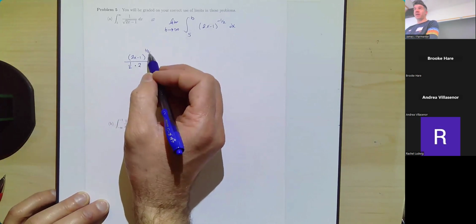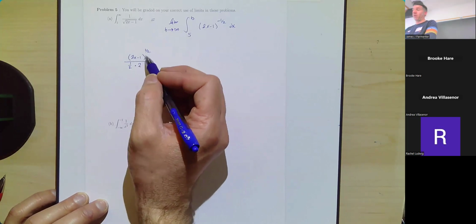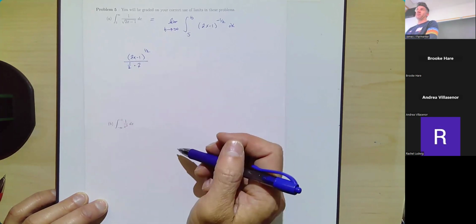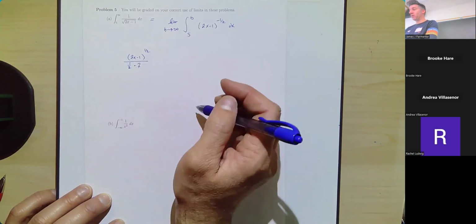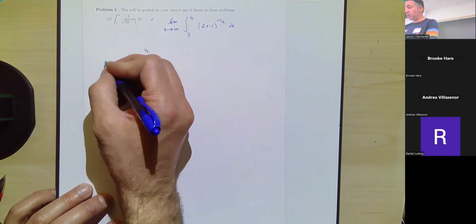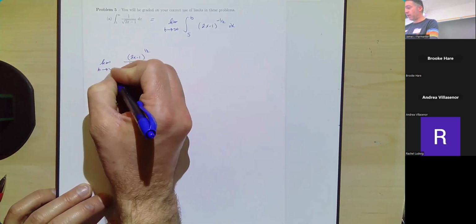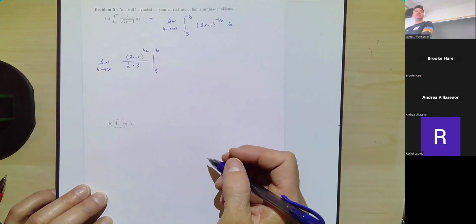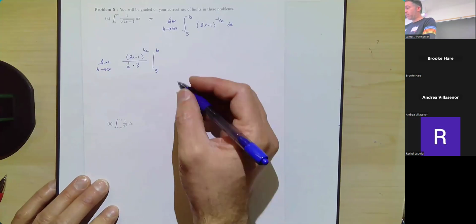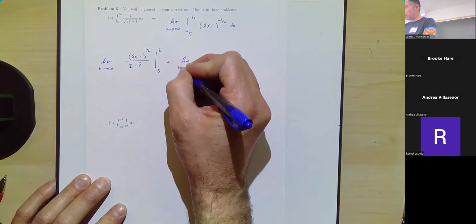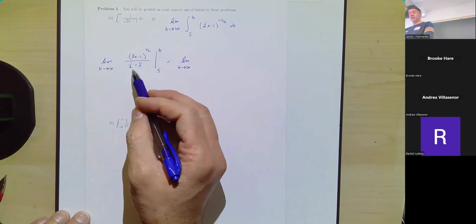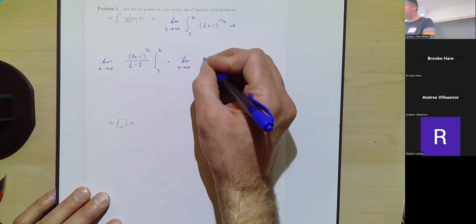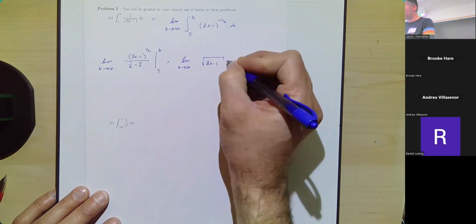So I'm dividing by 1/2 because of the power rule, right? I add 1 to my power, I divide by the new power. I'm dividing by 2 because that's the coefficient of x right there. And then we still need all the other machinery. So I still need the limit as b goes to infinity and the limits of integration from 5 to b. Let's make this look prettier. Let's write this as the limit as b goes to infinity. We're fortunate here, the 1/2 and the 2 cancel out. And we're just left with 2x minus 1 to the 1/2, or I would prefer to write the square root of 2x minus 1.